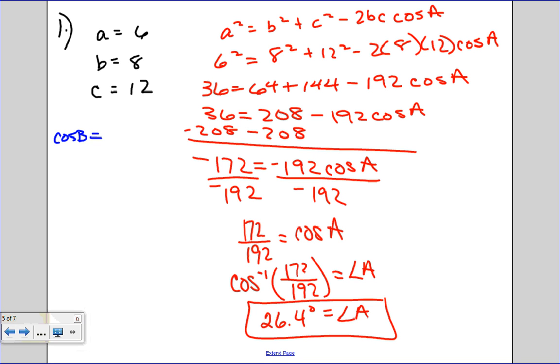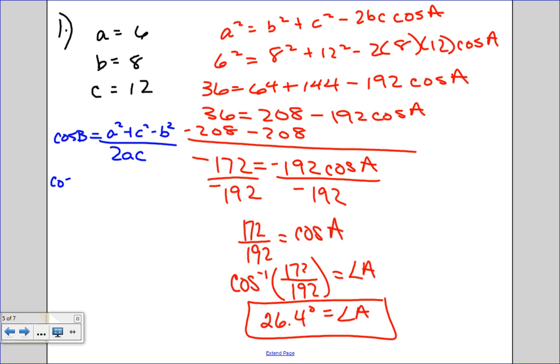Cosine of B is equal to what? The formula says A squared plus C squared minus B squared, all over 2AC. Now, why are we doing the alternative? Because I'm showing you it doesn't matter which one you use. Matt was saying that this formula that we did previously looked a lot easier than this one. It doesn't matter. It's still going to work out.